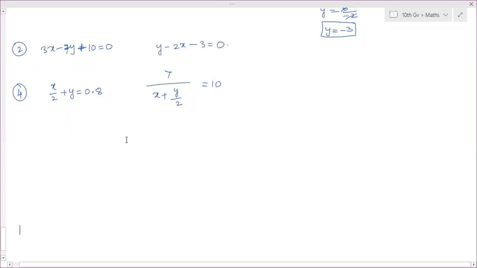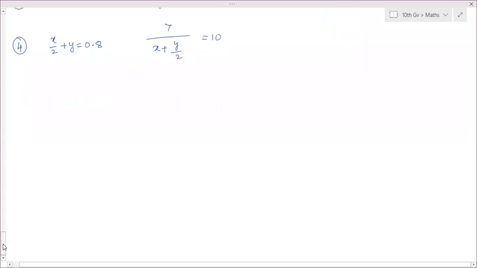Ma'am, I'm not able to get the third one. So first multiply with 10 both the sides. It will become 4x plus 3y is equal to 17, and 7x minus 2y is equal to 8. So here multiply with 2, this side multiply with 3. 8x plus 6y is equal to 34, and here 21x minus 6y is equal to 24.